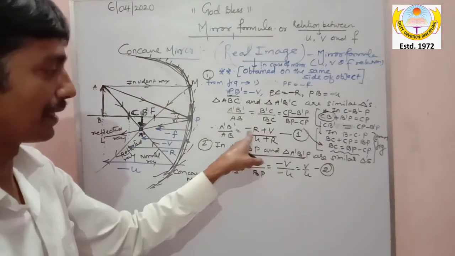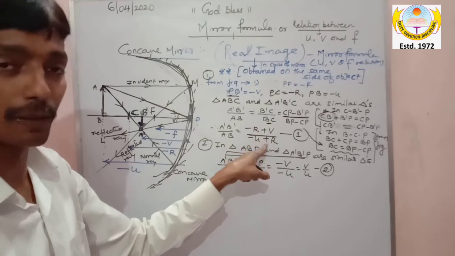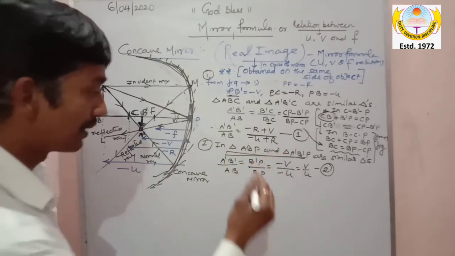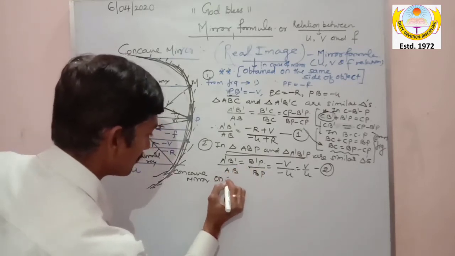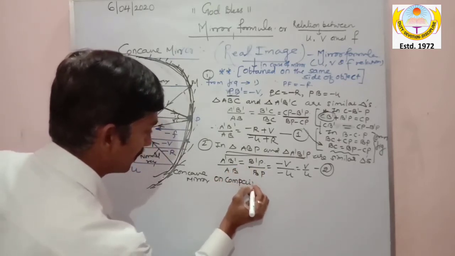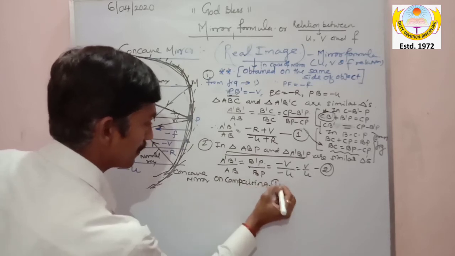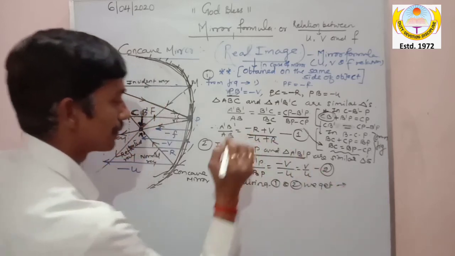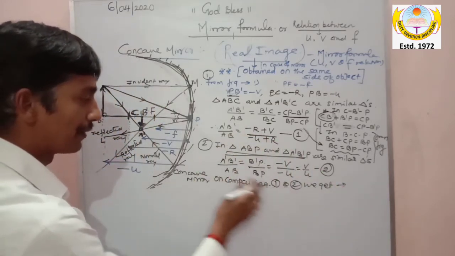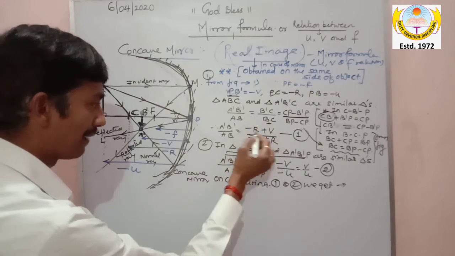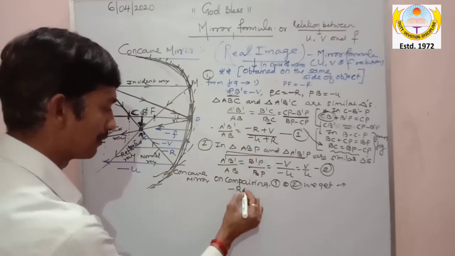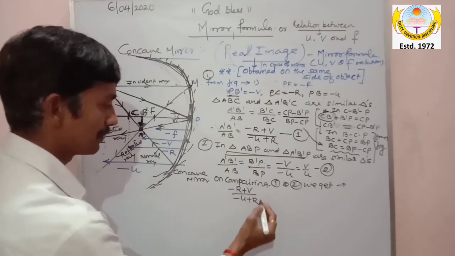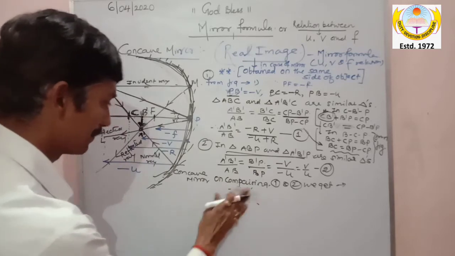So in equation 1 I am getting A'B' upon AB is minus R plus V upon minus U plus R. In equation 2 I am getting A'B' upon AB is V by U. So now I will say on comparing 1 and 2 we get. So when we compare 1 and 2, what will we get? On 1 I am having minus R plus V upon minus U plus R. I am writing here.